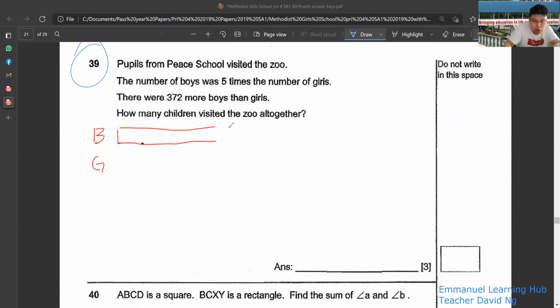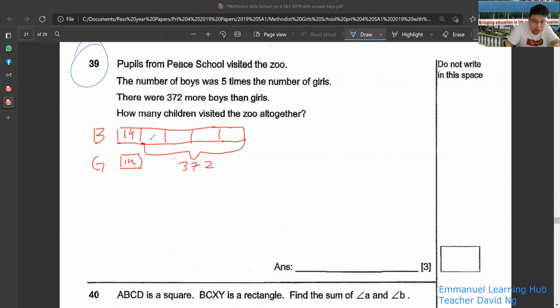So how many boxes should I draw? 5. 1, 2, 3, 4, 5. Then girls is 1 box. Make sense to you? Yes. 372 more boys than girls. So this is 372.